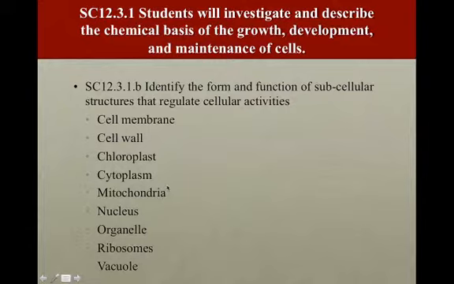Okay. B says identify the form and function of subcellular structures that regulate cellular activities. These are all organelles, all those organelles that do all the important stuff in your body. Cell membrane, where is that located? What kind of cell? Outer part of it, in animal cells and plant cells, right? What about a cell wall, though? Yep, just plants.